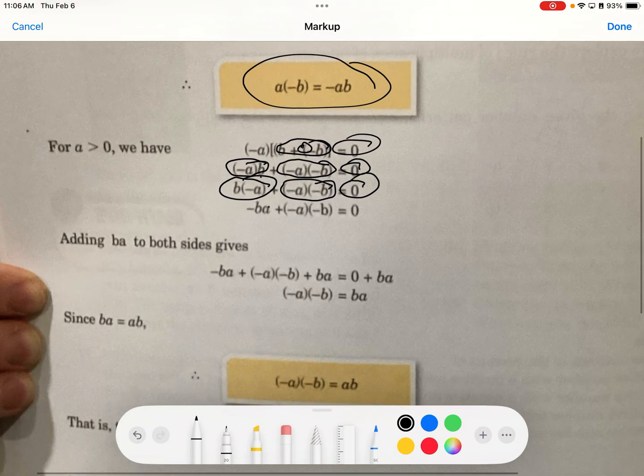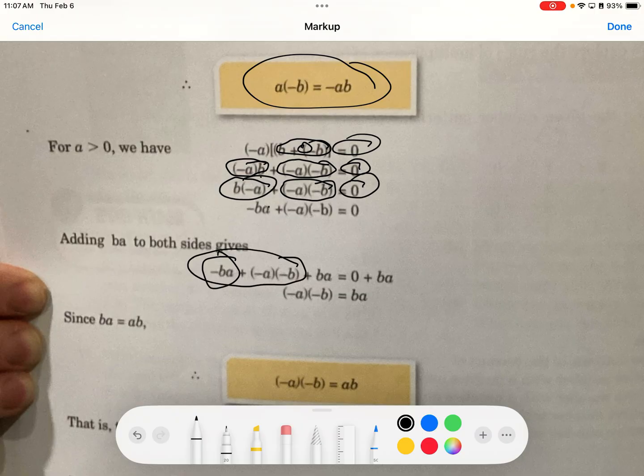All right. Adding BA to both sides gives this. So we have negative BA plus A times B plus BA. So we know these are going to equal 0 plus BA. So negative A times negative B equals positive B times A.